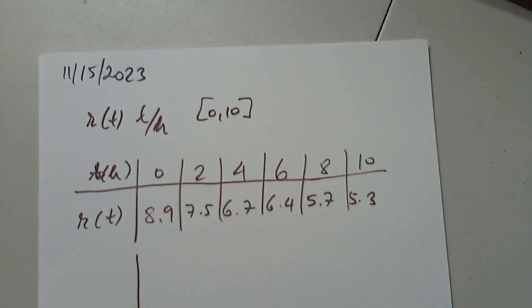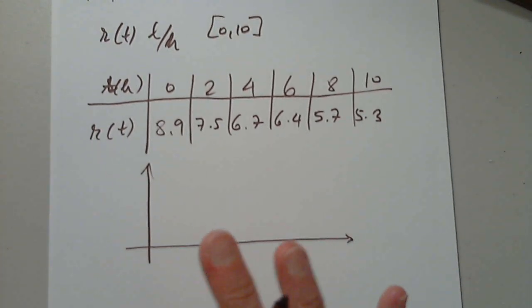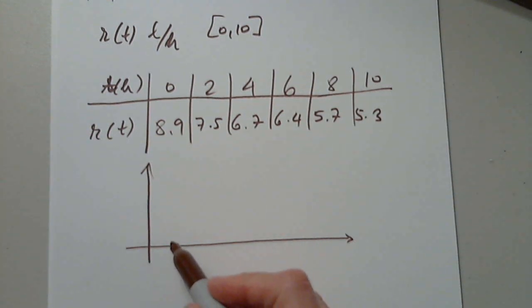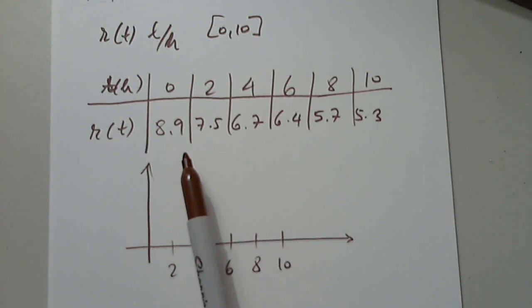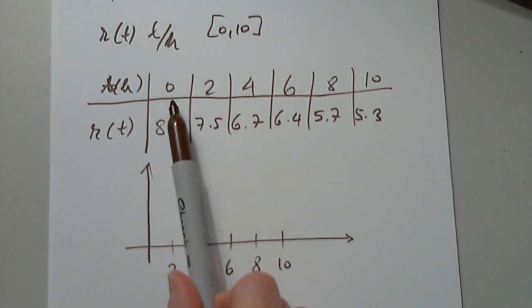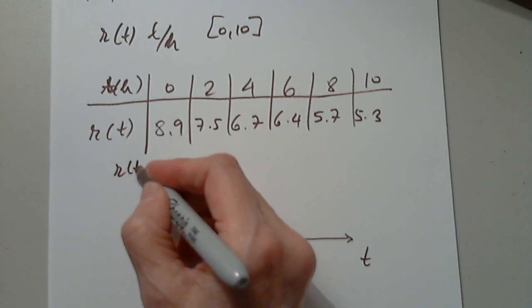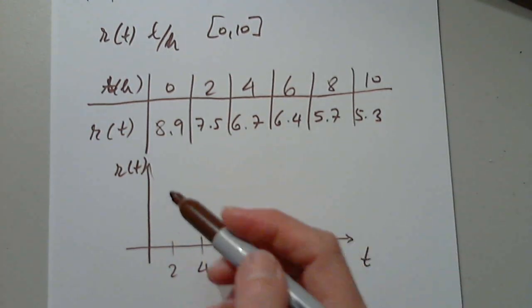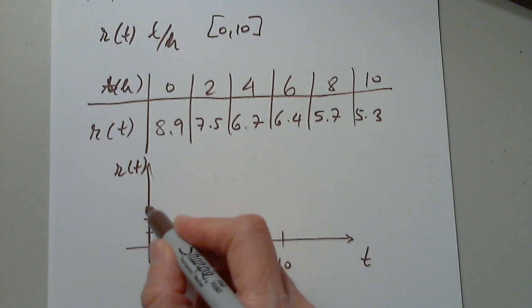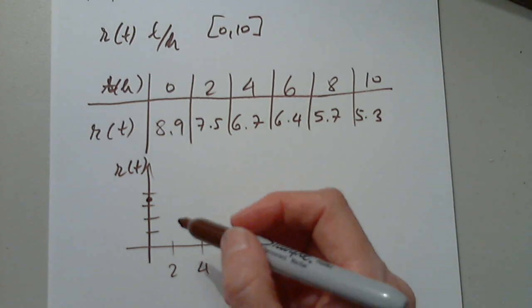So we do not necessarily need to graph, but I'd like to explain. So this is 0, 2, 4, 6, 8, 10. So at 0, R of T, so this is T in hours, and this is R of T. So at 0, this is 8.9. So as you see, it's decreasing. So 8.9, I'm going to say 2, 4, 6, 8. So it's this point. Then at 2 is 7.5.